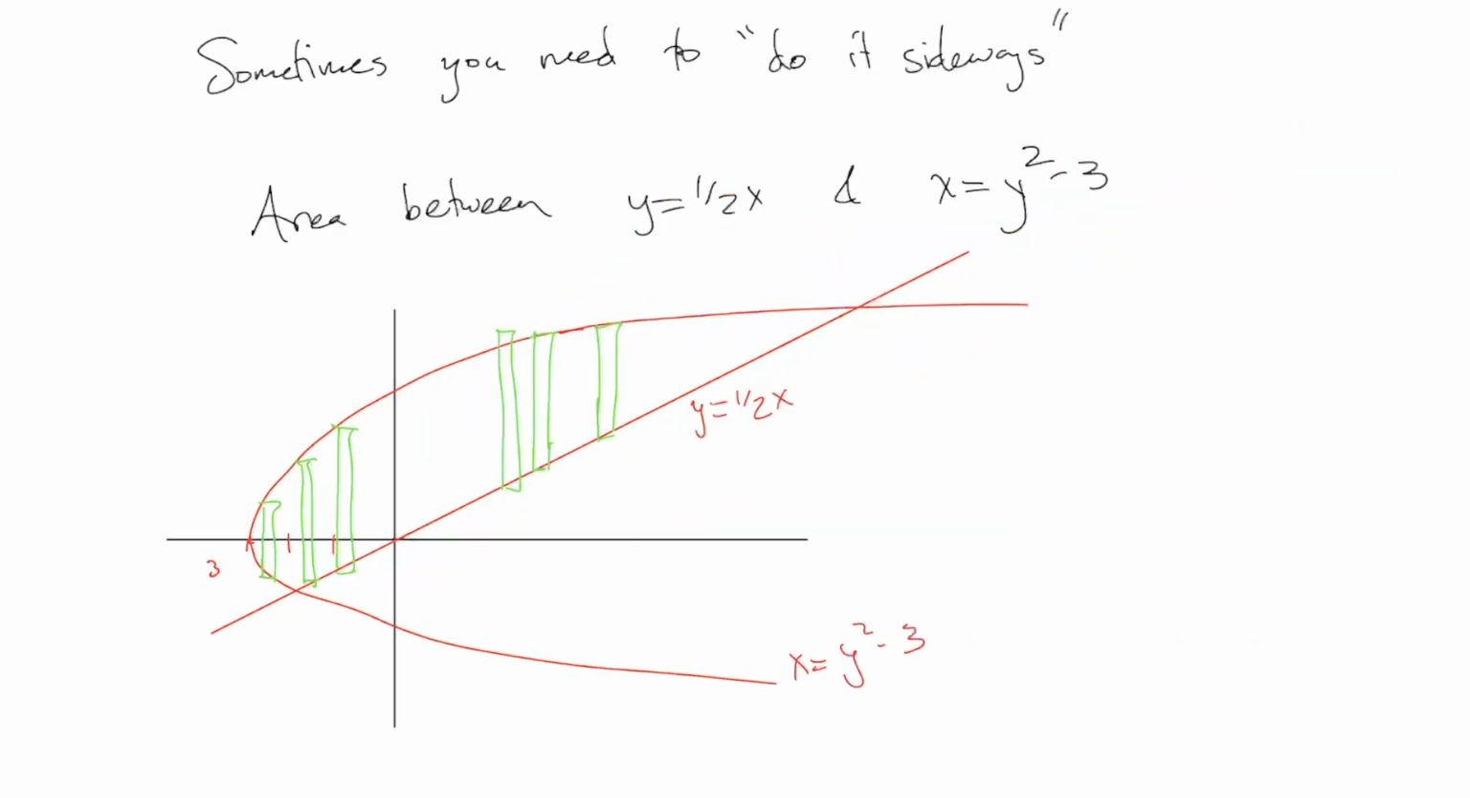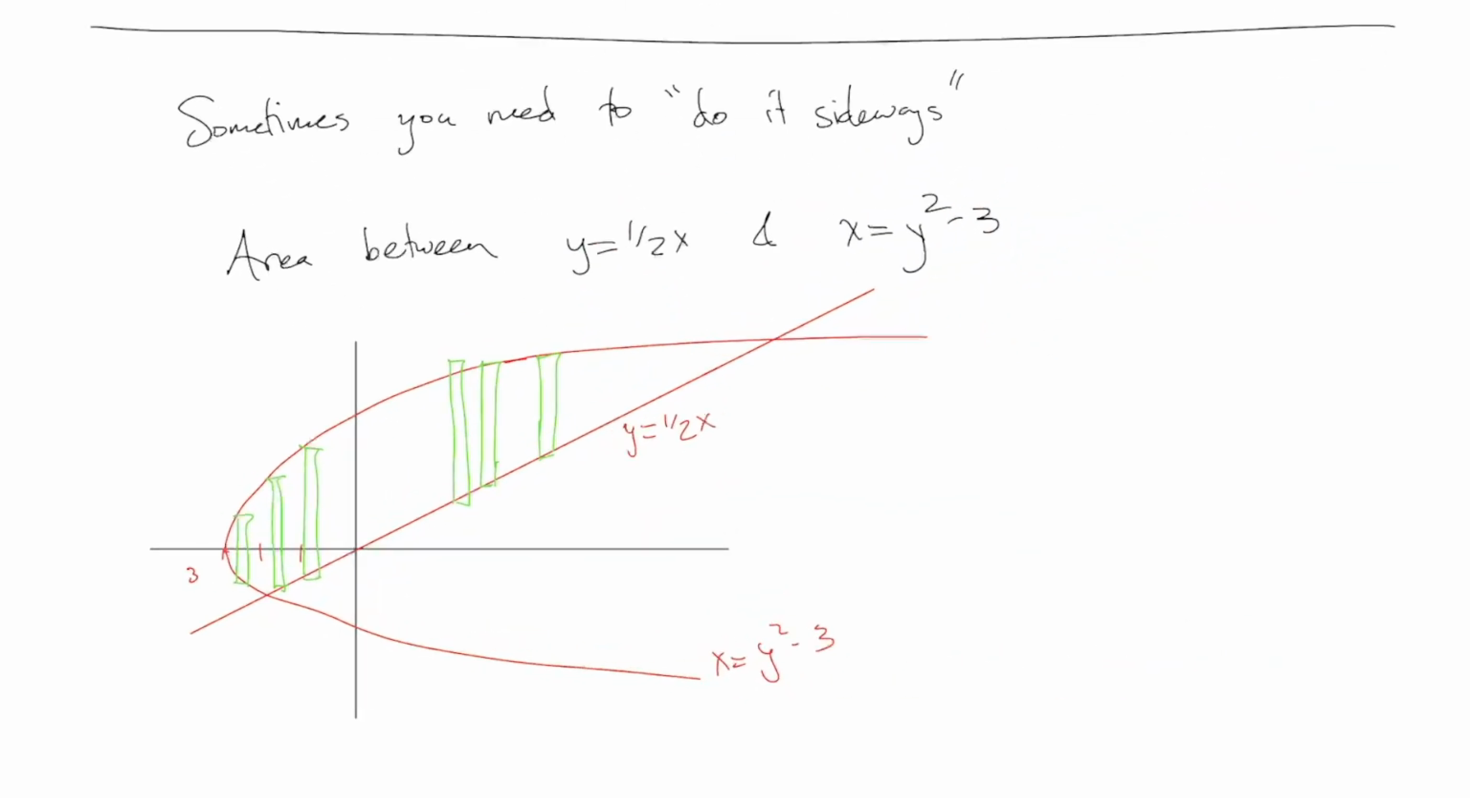What I said before, do it sideways. What I mean by that is instead of thinking about those rectangles, do rectangles like this. If you draw the rectangles this way, now all the way down, they always go from the line over to the parabola part, right? There is no place in which you have a rectangle connecting two pieces of the same curve. Do it sideways. How do you actually do it sideways?